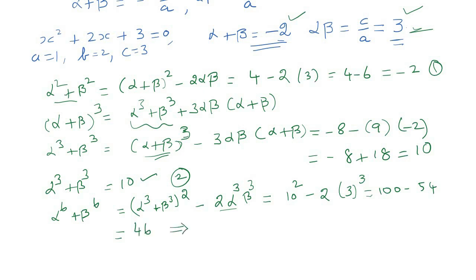Therefore, we have alpha power 6 plus beta power 6 as 46. Okay, continue.